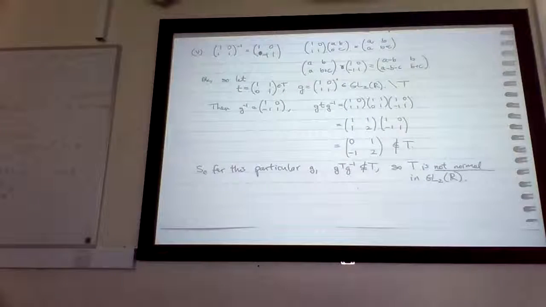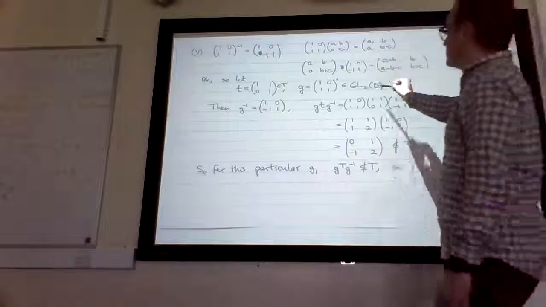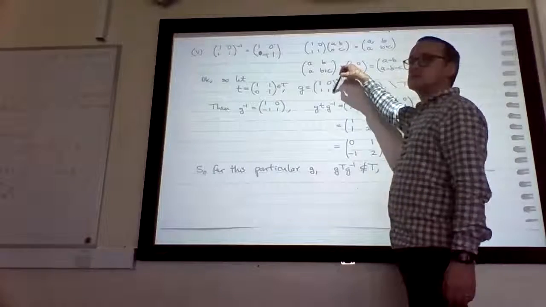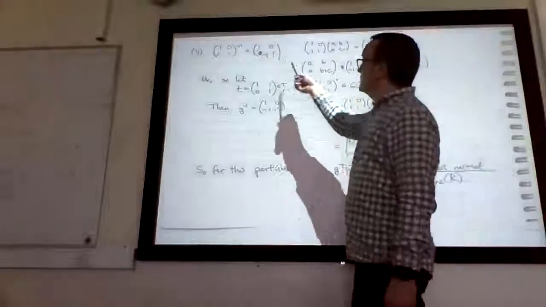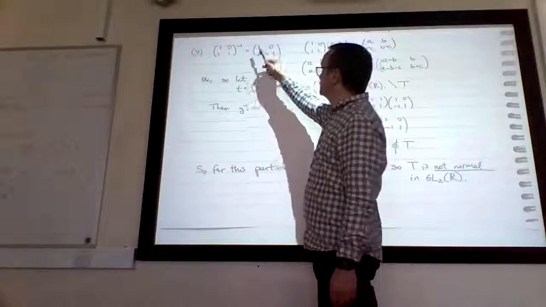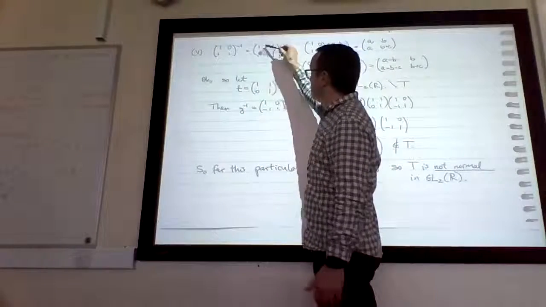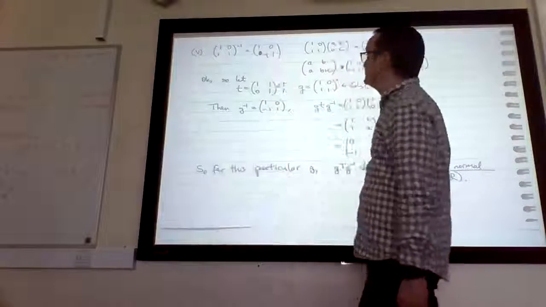So this is certainly in GL2R because it's got determinant 1, so it's a non-singular matrix. He's going to do conjugation with this, so he works out its inverse. The inverse is nice and simple as well: 1, 0, 1, minus 1.